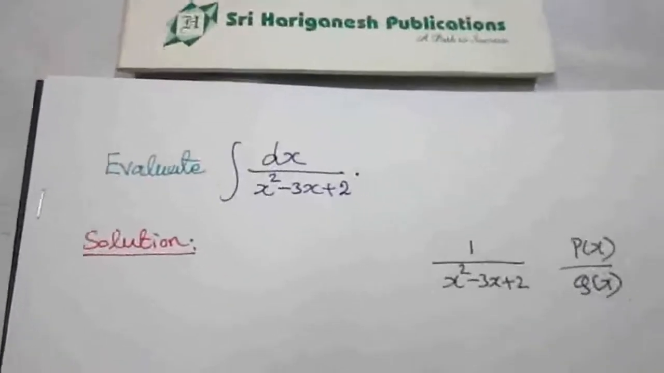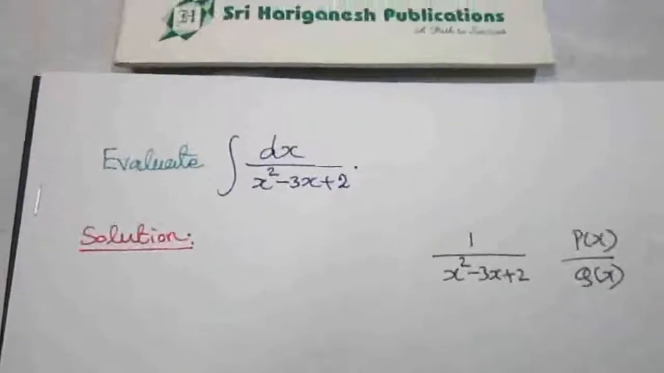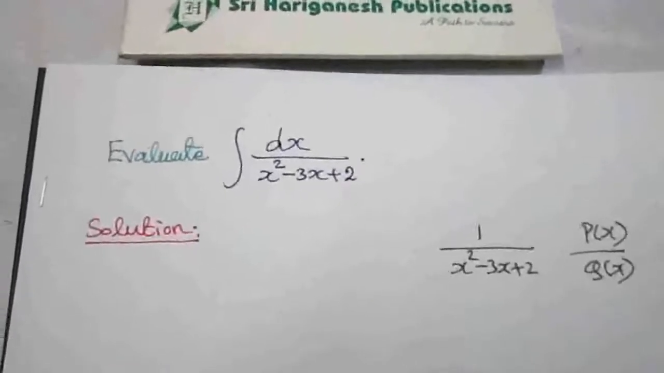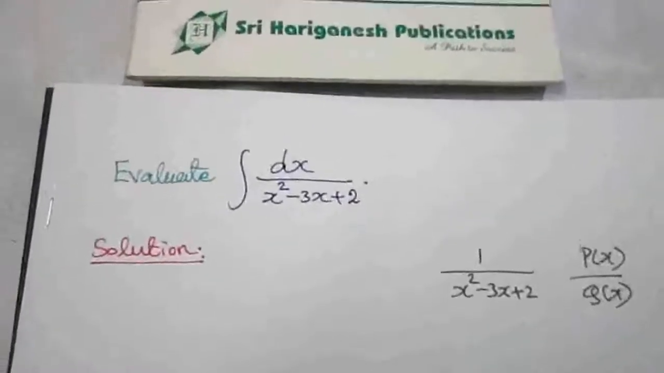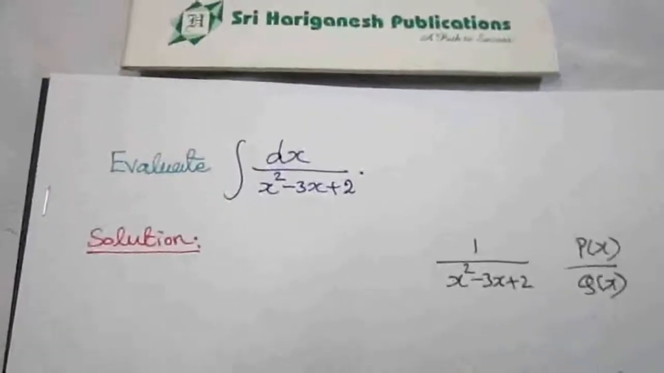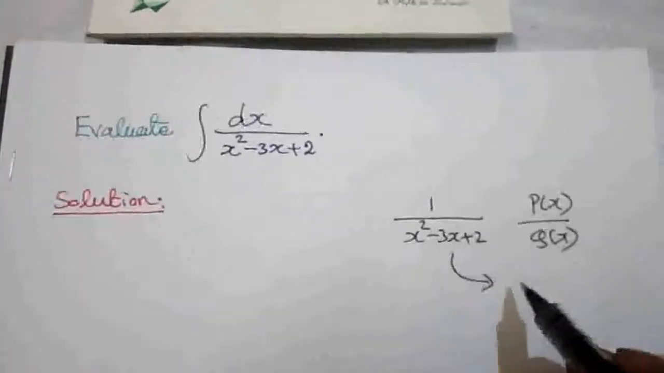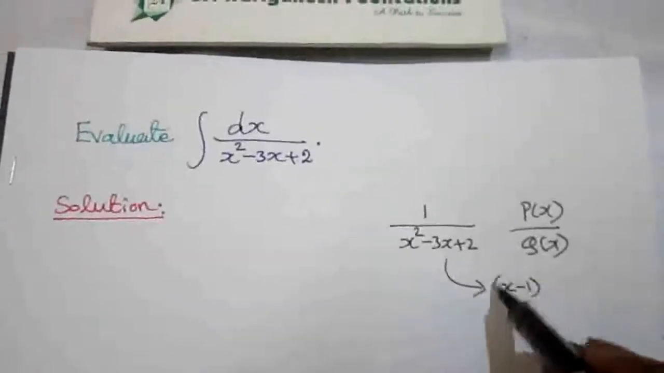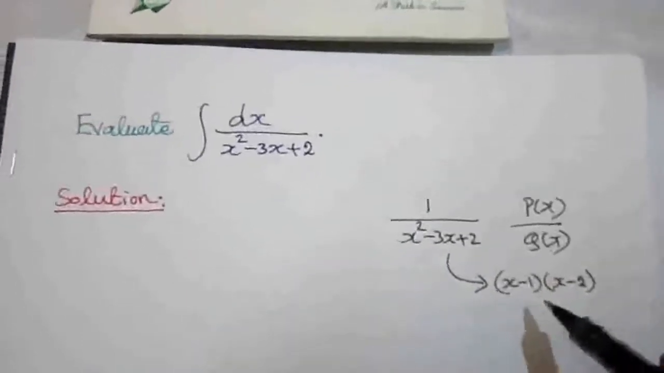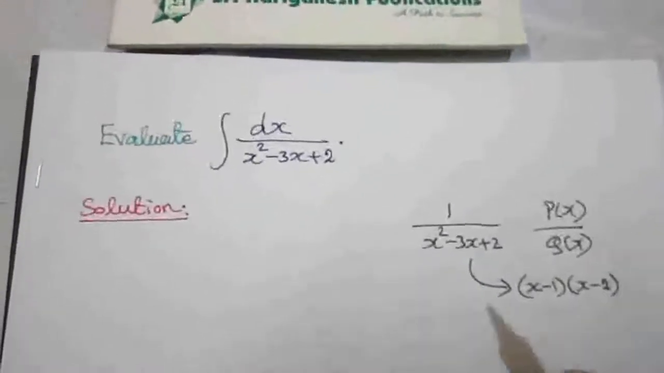To evaluate the integral of a rational function, we have two methods. One is the partial fraction method, the other is the perfect square method. But the partial fraction method can be applied only if the denominator is factorable. You see, this quadratic equation is factorable. It can be written as x minus 1 into x minus 2. So q of x is factorable, then we can apply the partial fraction method. So here I am going to apply the partial fraction method.